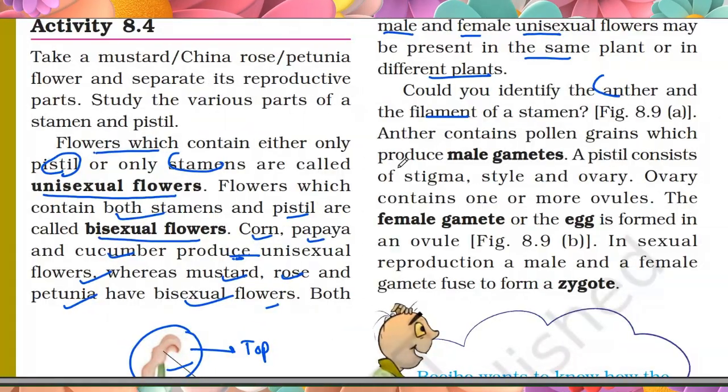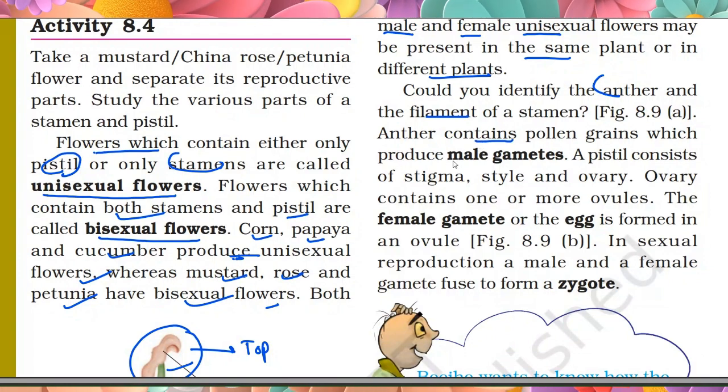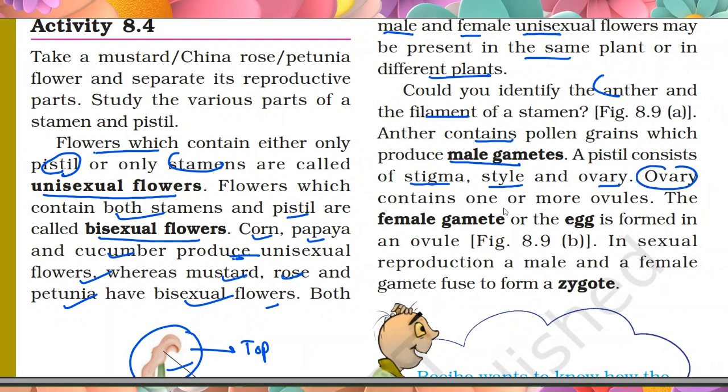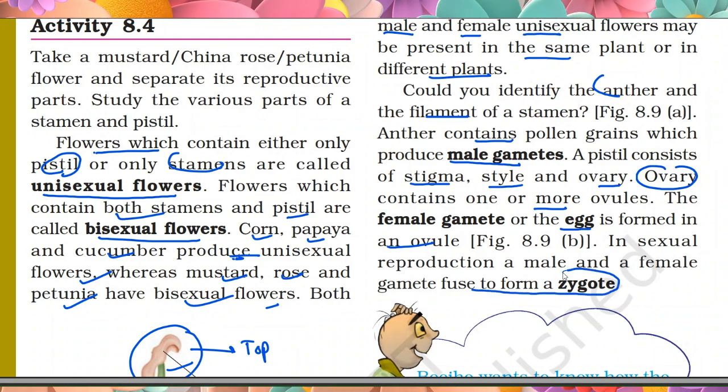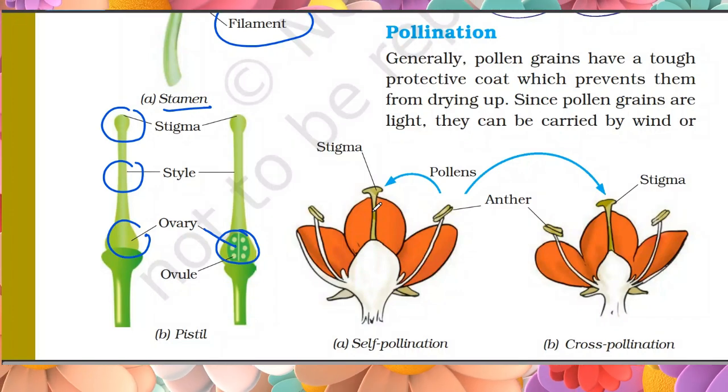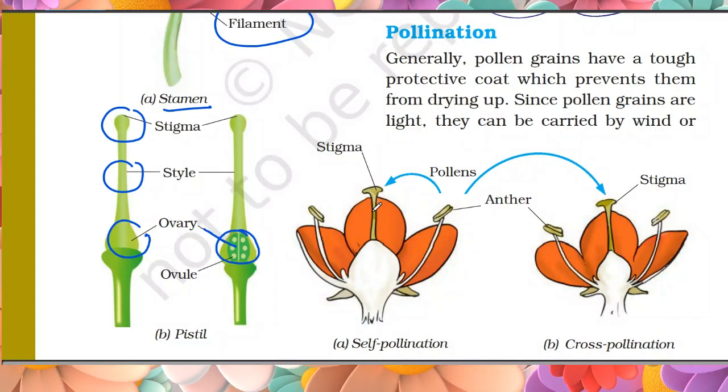The anther contains pollen grains, which produce male gametes. A pistil contains stigma, style, and ovary. We know that the ovary contains one or more ovules, right? The female gamete, or the egg, is formed in an ovule. In sexual reproduction, a male and female gamete fuse to form a zygote. Before the formation of the zygote, which is a process, pollination happens.